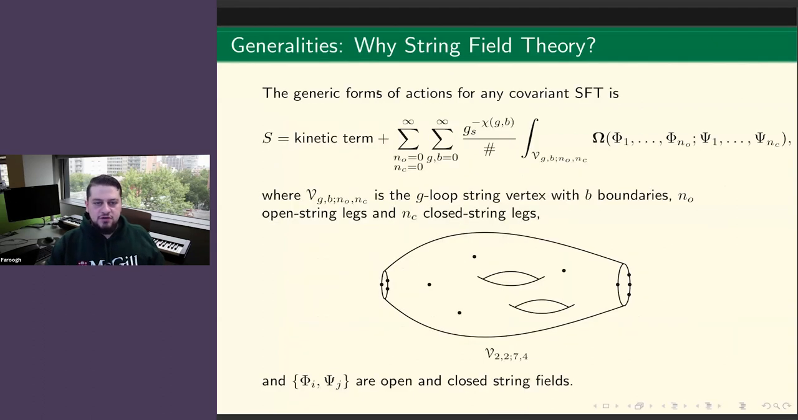So the general form of the action of any covariant string field theory is of this form. There is a kinetic term, as usual in any field theory, and then there is an interaction term. The interaction term involves the integration of certain forms, or in the case of superstrings, an integral form over the string vertex. And this string vertex is basically all irreducible Riemann surfaces with g loops, b boundaries, and a certain number of open and closed punctures.